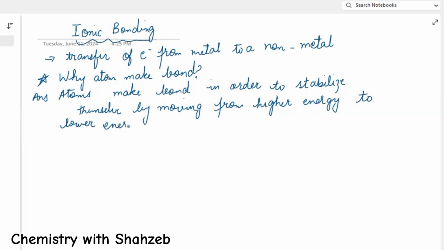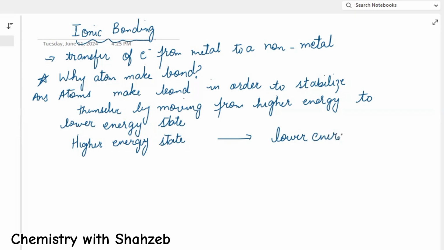The question here arises: what do we mean by higher energy state and lower energy state? So an atom wants to move from a high energy state to a lower energy state. First of all, what is a high energy state?